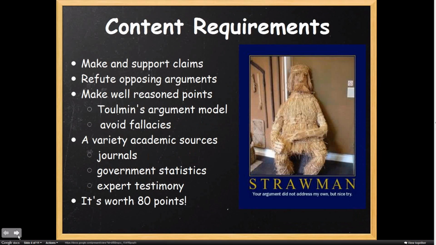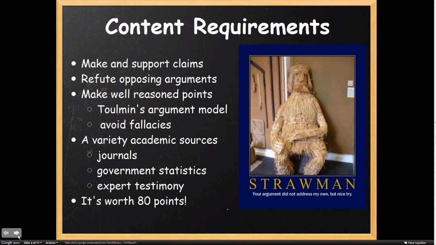All right, let's go ahead and take a look at some of the requirements of content. So one of the things that sets persuasive speeches apart from other types of speeches is the main goal here is that you make and support claims. This also means that you're going to be making and supporting arguments. So as opposed to the informative where you've just presented information, here you are actively making arguments and advocating on the claims that you're making.